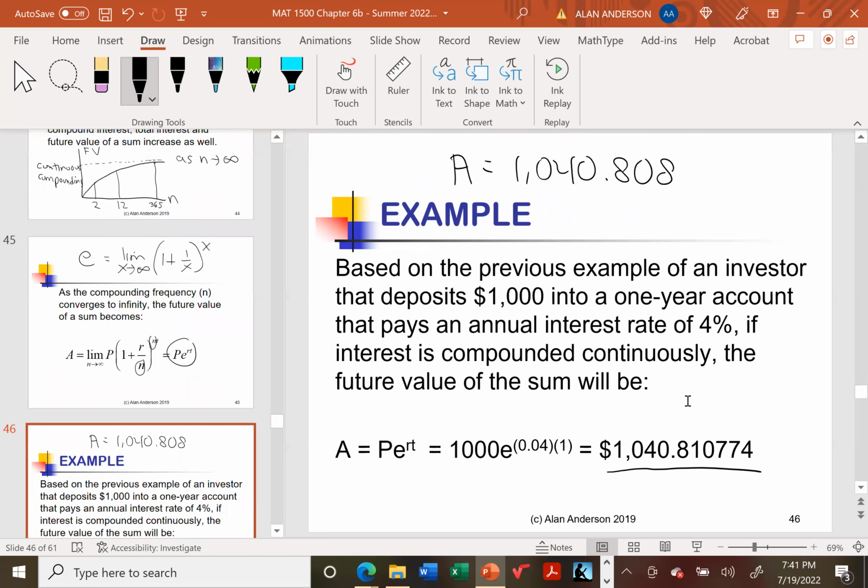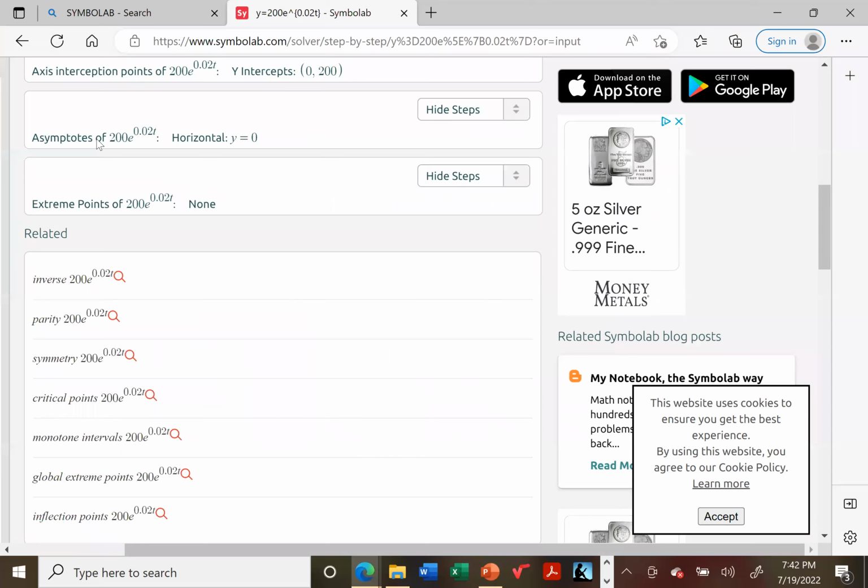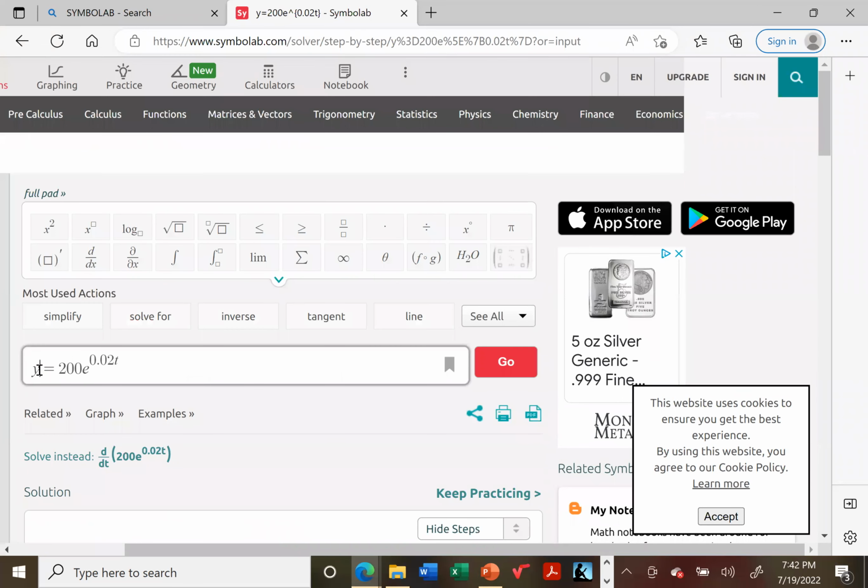Now, here's what ties this in with what we've been doing. That means in this case, the sum of money is growing at an exponential rate r. And so if we were to plot this in Symbolab, you can look at it and say, well, the rate I'm going, how much will I have in x years in the future? So we have 1,000, and the interest rate in the exponent is 0.04. Let's see what this thing looks like.